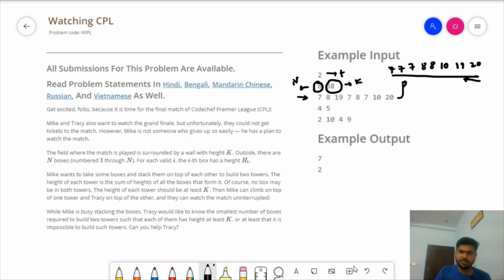Let us suppose that in the first tower we'll include the box of height 20 and the box of height 19. So we'll get a tower of height 20 plus 19, that is 39. Can we watch the match? Of course, because the value of k is 38, so we can watch the match. One tower is fixed.